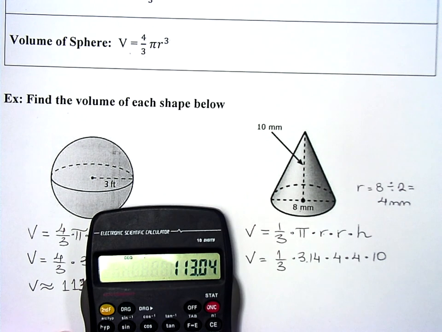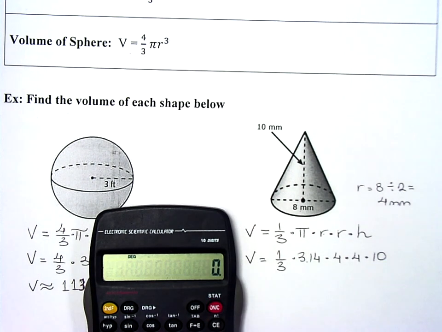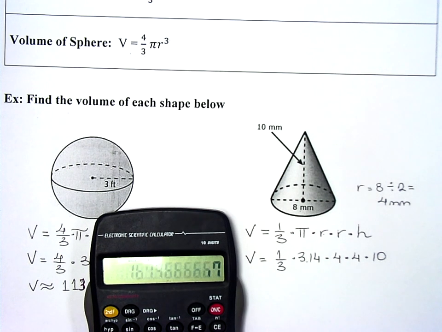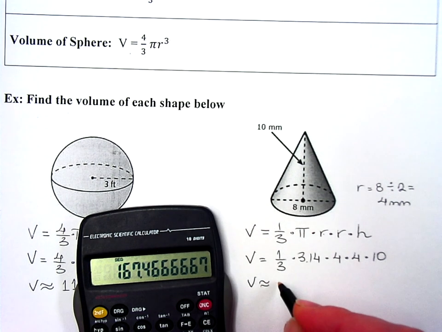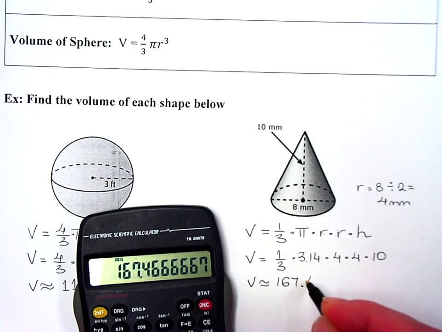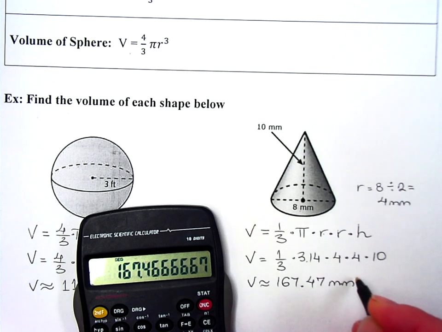And again, into the calculator, for 1/3 we can put 1 divided by 3, and then we multiply by 3.14 times 4 times 4, and then times 10. And we have a volume to be approximately 167.46, with the 6 repeating, and we can round it to 167.47 millimeters cubed.